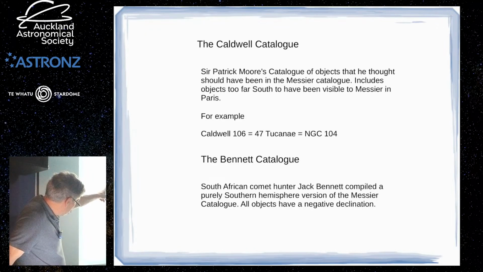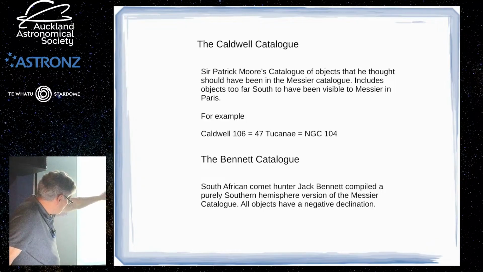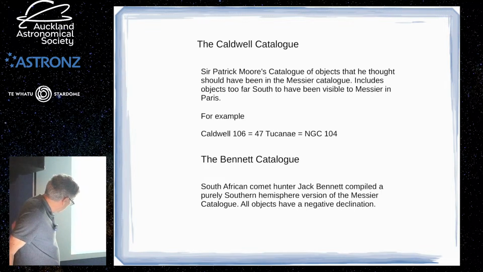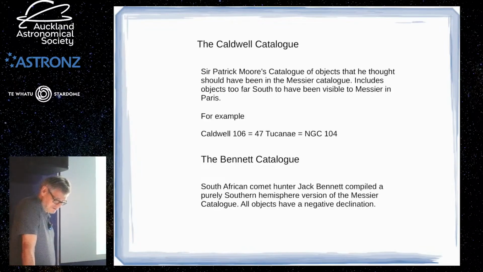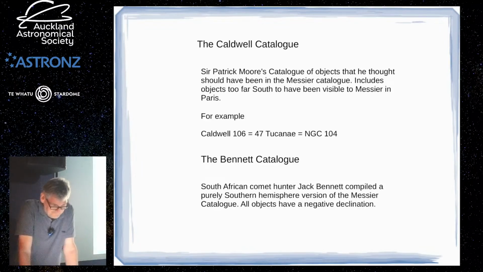An example there, Caldwell 106, also has a star designation, 47 Tucanae, and it's also NGC 104. That's the second brightest globular cluster in the sky, which is in the sky position near the Small Magellanic Cloud, so a fairly favourite object to view in the southern hemisphere.